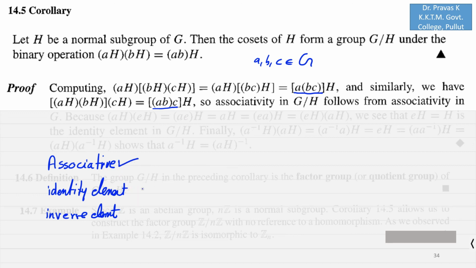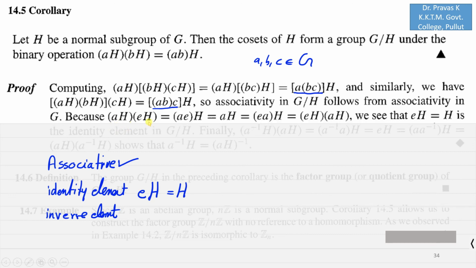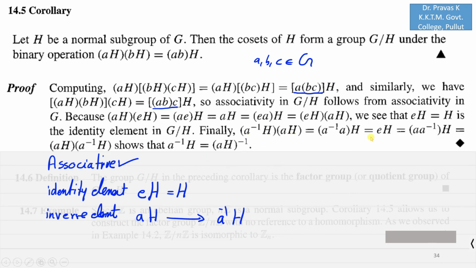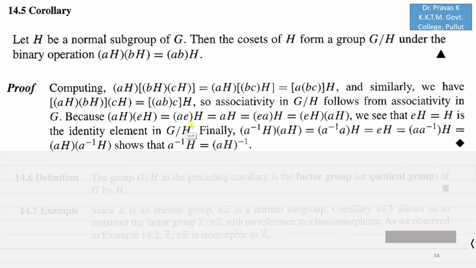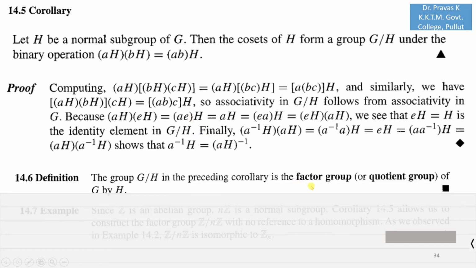Now, what is the identity element in this group? You can see that eH, which is equal to H, is the identity element since aH times eH gives you the element aH back. Also, you can see that the inverse of an element aH is a inverse H. So, if you multiply them, you can get eH, that is, aH inverse is a inverse H. We have now completed the proof and we call this group the factor group of G by H.